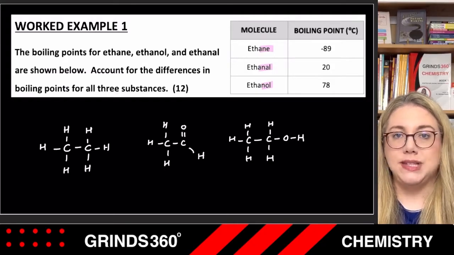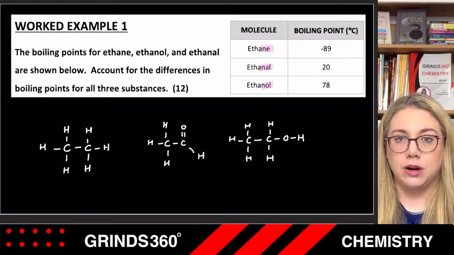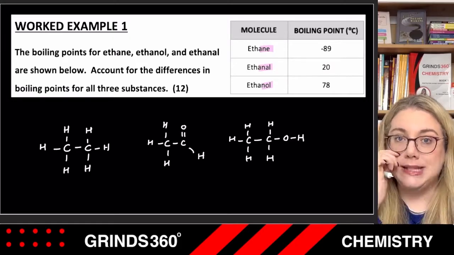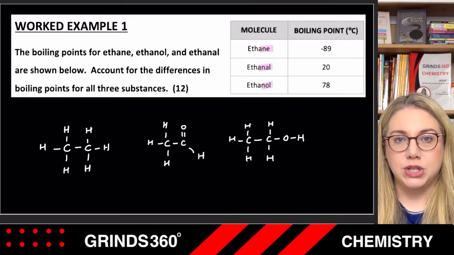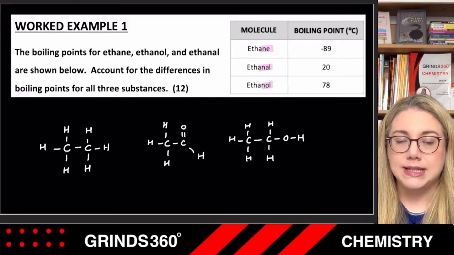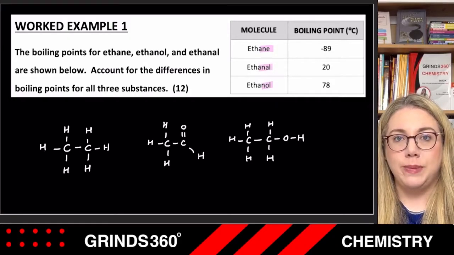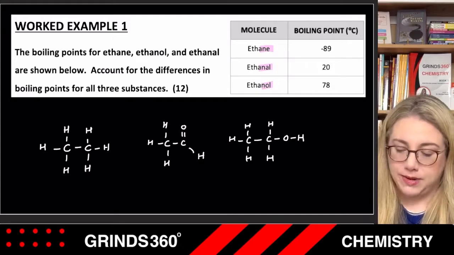Number 1, you state whether the compound is polar or non-polar. Then, based on whether it's polar or non-polar, number 2, you identify what the intermolecular force is. Number 3, you compare the strength of the intermolecular forces. And number 4, you talk about the energy needed to overcome them.